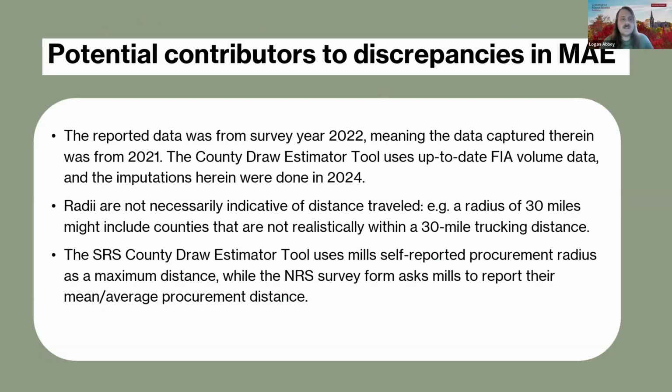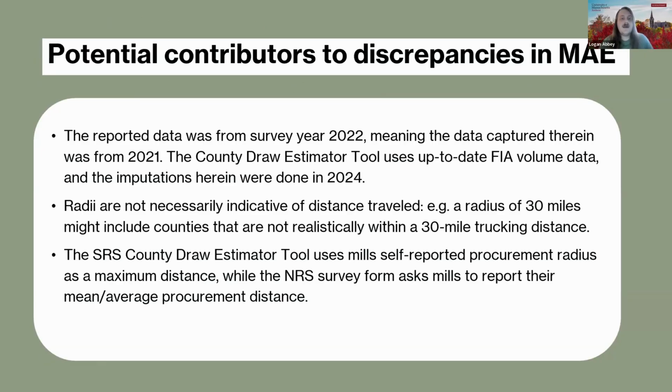Some of the things that are maybe important to think about when you're looking at these results is that the reported data was from the survey year 2022, which means it was all roundwood information for 2021. My understanding is that the county draw estimator tool uses up-to-date FIA volume data, and the imputations were done in 2024. So if we had done them in 2021 or 2022, we might see that gap creep closer a little bit.